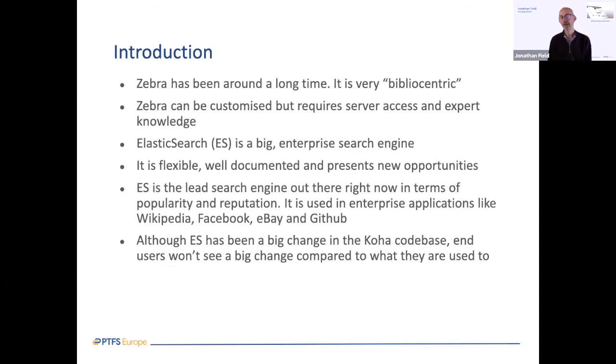But the other thing to really say about Elastic is that right now it is, I guess, the most popular search engine out there. It's used widely in enterprise situations. You may be aware that Wikipedia, Facebook, eBay, GitHub, they all use it as their back-end search engine. And that does potentially offer a lot of options in the future. Right now, all we've done is switch Zebra for Elastic, but potentially going forward, it offers opportunities in terms of indexing other types of data. I'm talking about non-MARC data here, potentially ebook data, journal articles, and so forth.